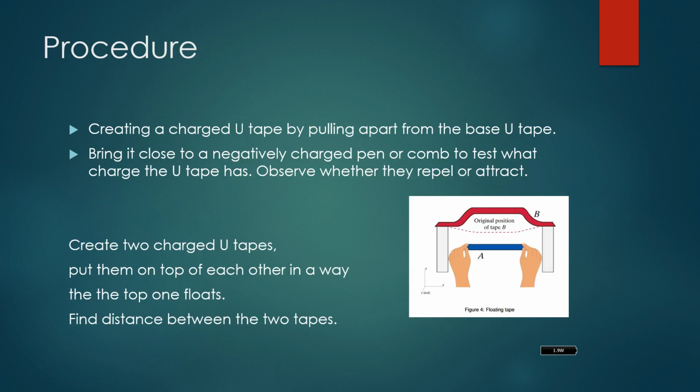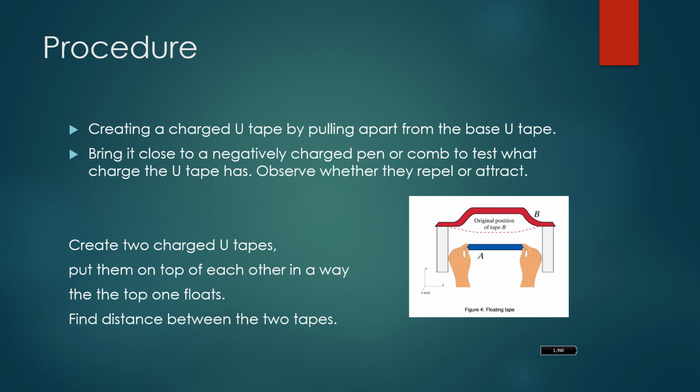We start the experiment by creating a charged U-tape by pulling it apart from the base U-tape, and then we bring it close to a negatively charged pin or cone to test what charge the U-tape has. We observe whether they repel or attract. In our case, they attract. Therefore, we conclude that the tape is positively charged.